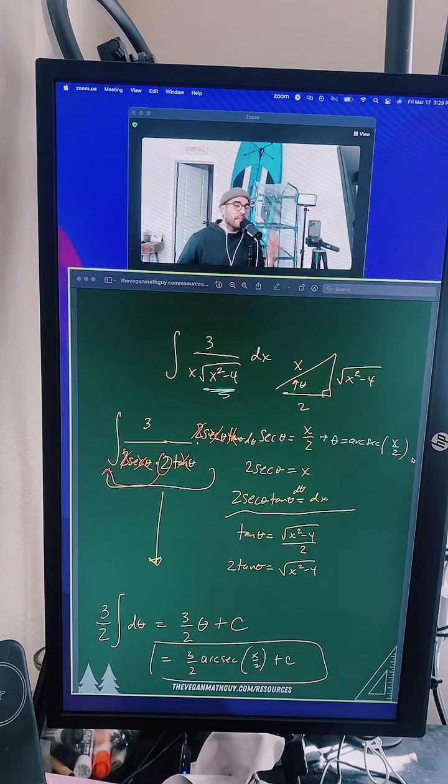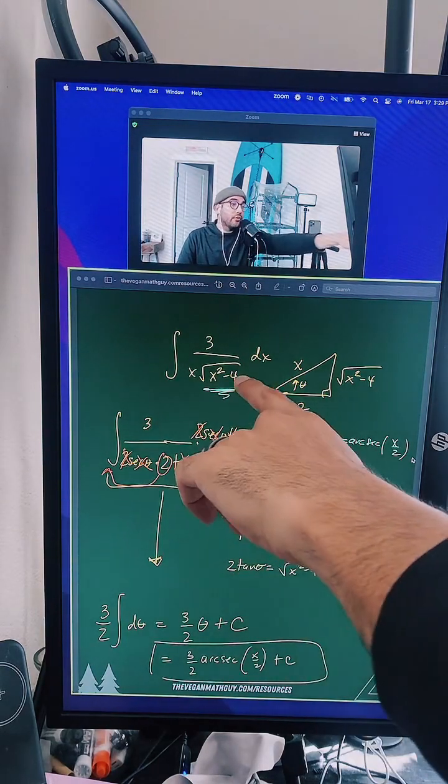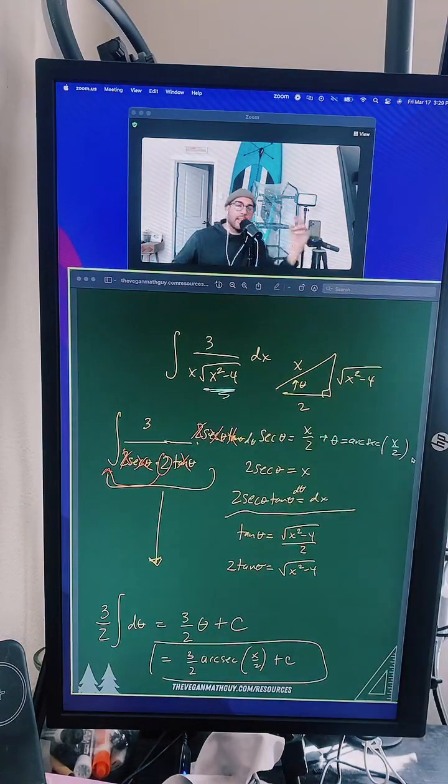This is one that you should definitely have memorized. What gives it away is you had x squared minus 4, and then the x on the outside immediately tells you that it's going to be an arc secant.